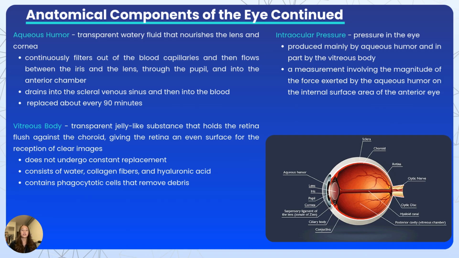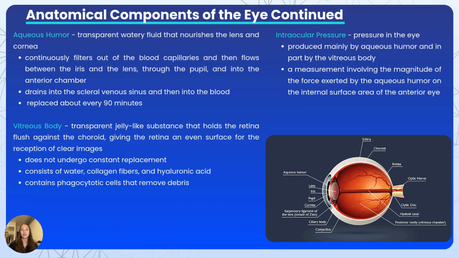There is also the vitreous body, which is a transparent, jelly-like substance that holds the retina flush against the choroid, giving the retina an even surface for the reception of clear images, and it does not undergo constant replacement. It consists of water, collagen fibers, and hyaluronic acid, and it contains phagocytosis cells that remove debris.